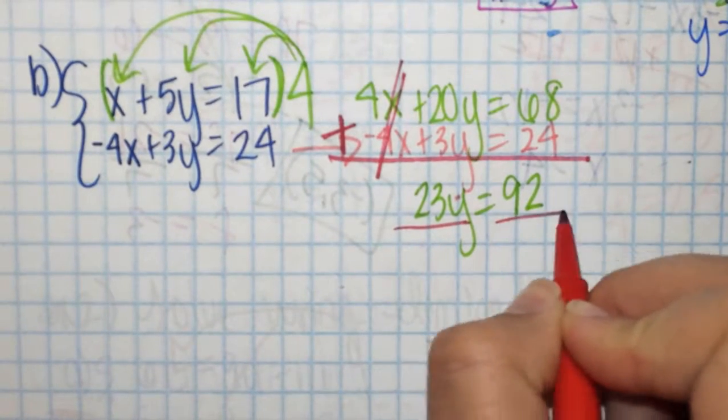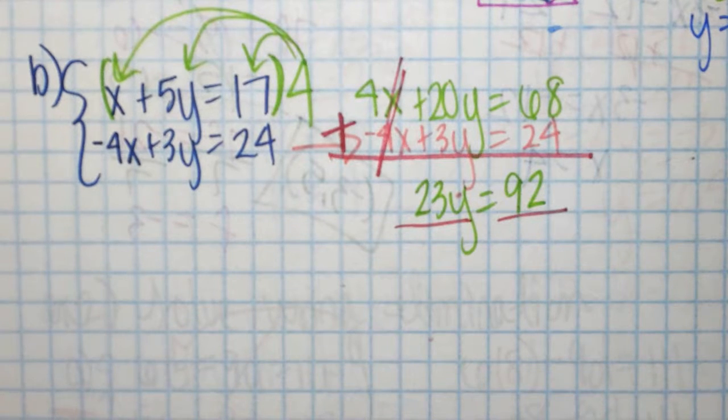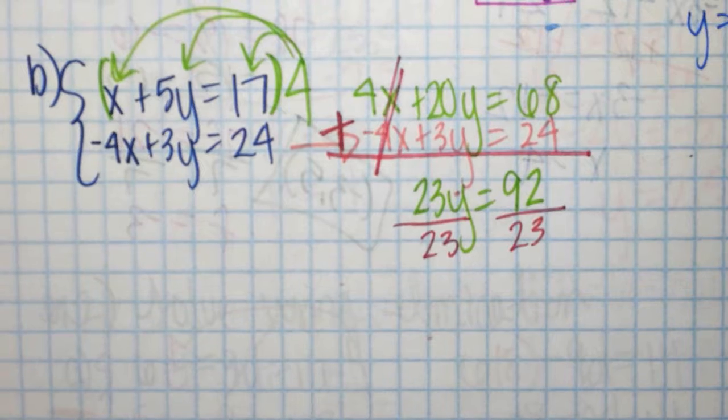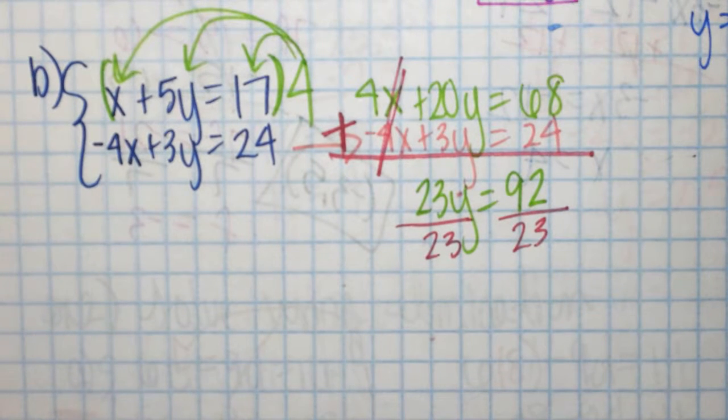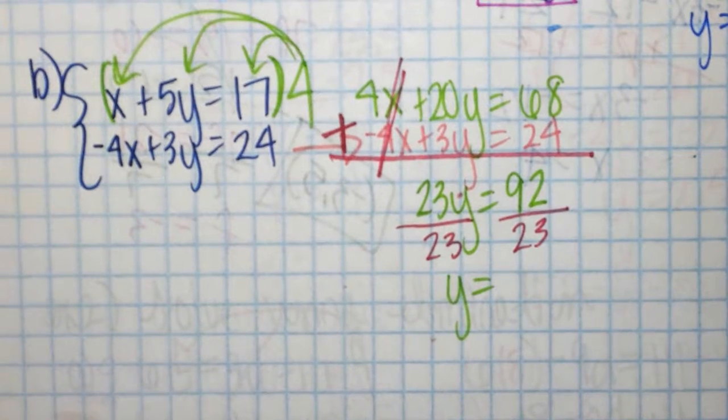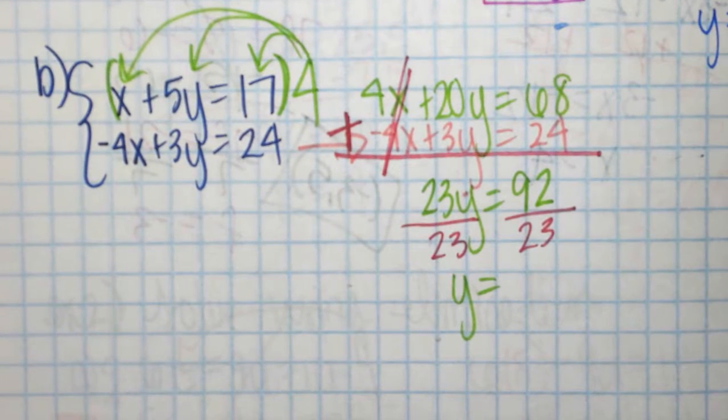All right, now we divide everything by what? 23. Adam, are you with me? All right, what's 92 divided by 23?